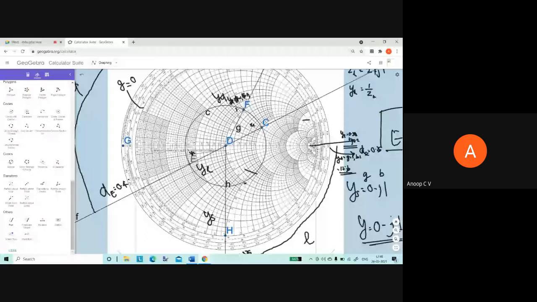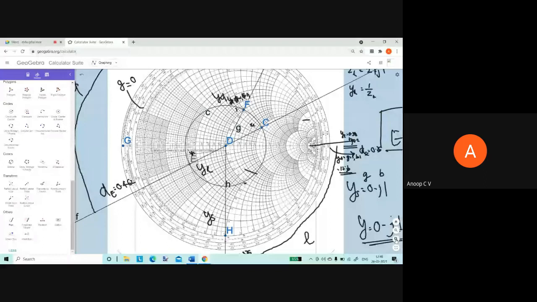So DE I should write, right? Maybe I should zoom it out a bit. So this point DE would be equal to 0.462, right? I've written 0.462. Now what we have to do is find the distance.